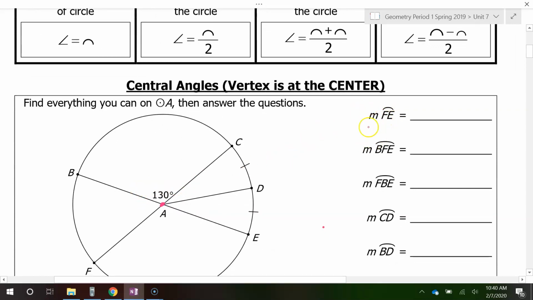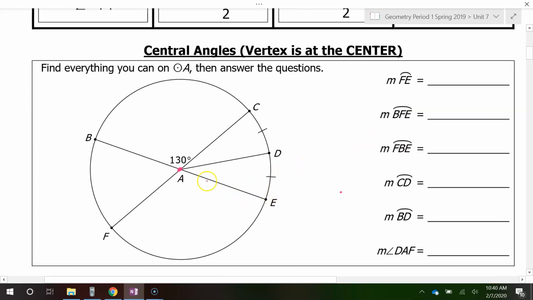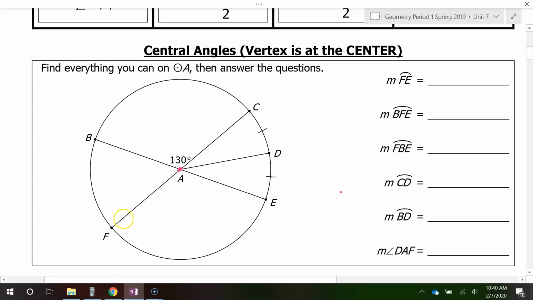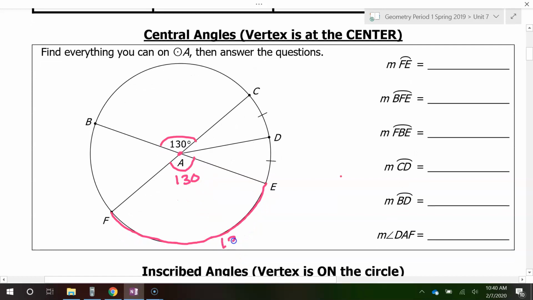We need to find the measure of arc FE. Okay, so arc FE is going to be this arc right here. All right, here comes arc FE. But arc FE is the intercepted arc of this angle right here. And these are vertical angles. So if this is 130, then that means this is 130. And at the center, the angle and the arc are the same. So if this is 130, that means that the arc is also 130. So that's why this first answer is 130 degrees.